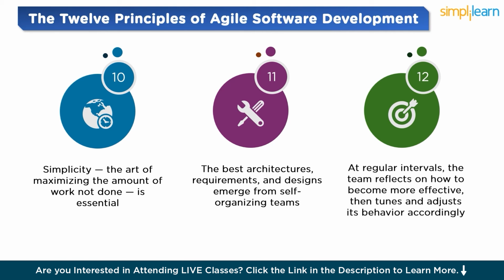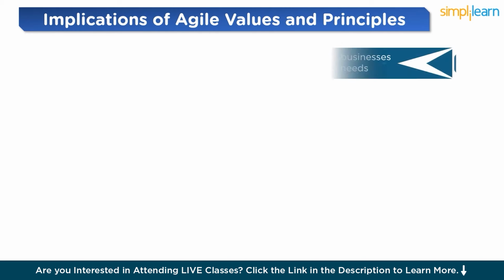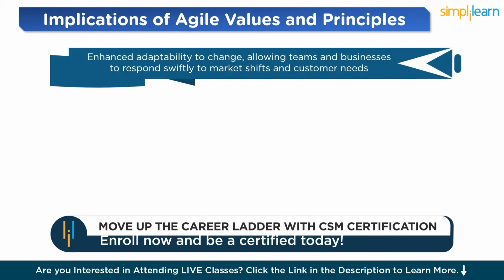With core values and principles in mind, let's have a look at implications of Agile values and principles. The implications of Agile values and principles revolve around fostering a culture of flexibility, collaboration, and continuous improvement. They lead to enhanced adaptability to change, allowing teams and businesses to respond swiftly to market shifts and customer needs.